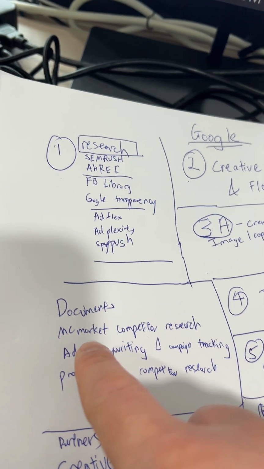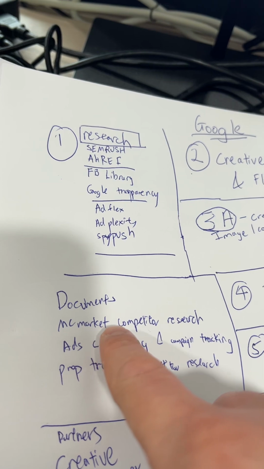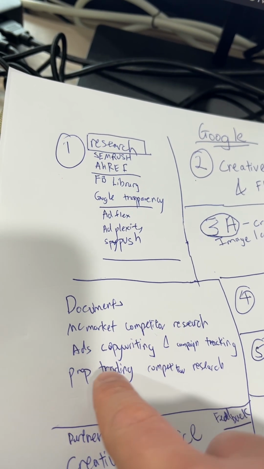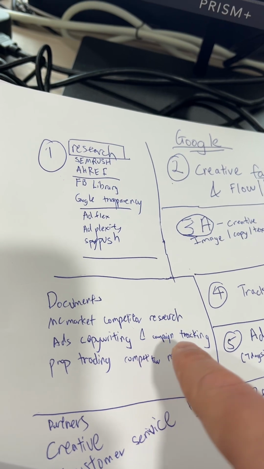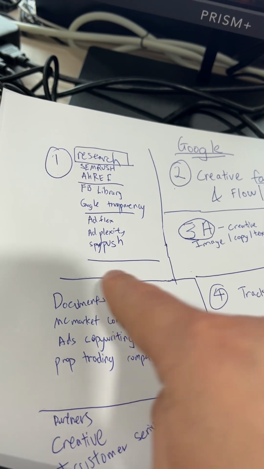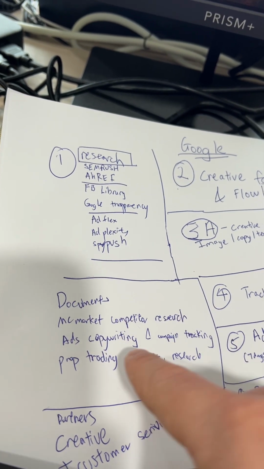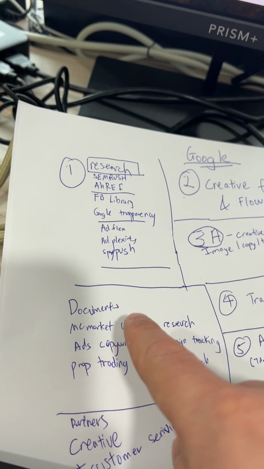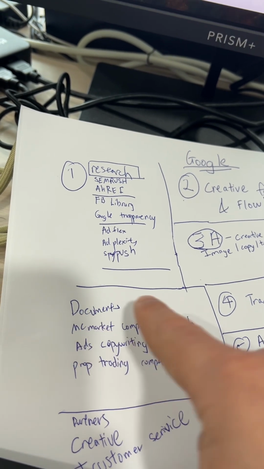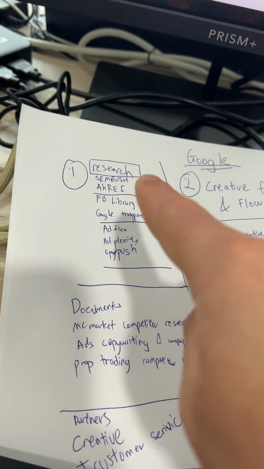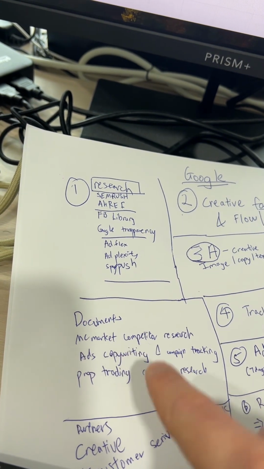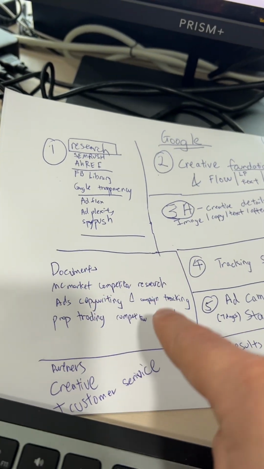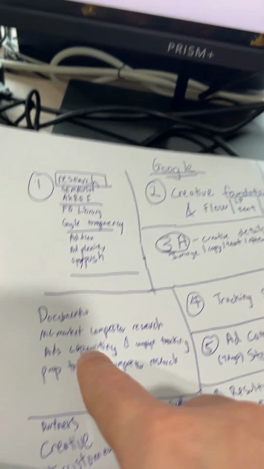Which, I mean, you're familiar with and you saw them before: the MC Market Competitor Research, the prop trading competitor research, and then our ads copywriting and campaign tracking. These documents are right now not very well designed, but what I will need you to do is make sure that the research team, which is just you and me, knows how to use this. Once this is available, we can move on to the next step.